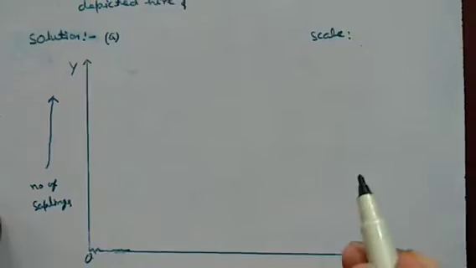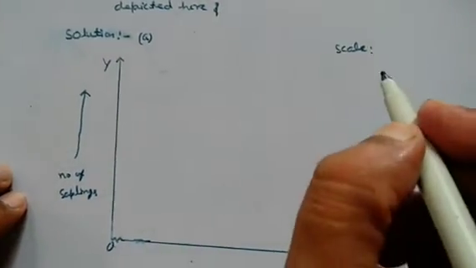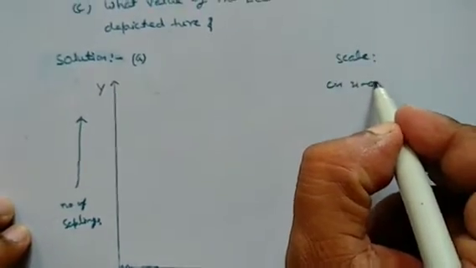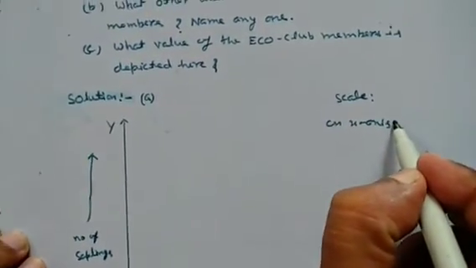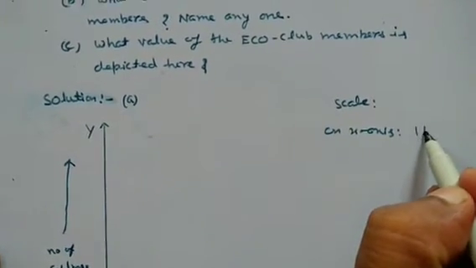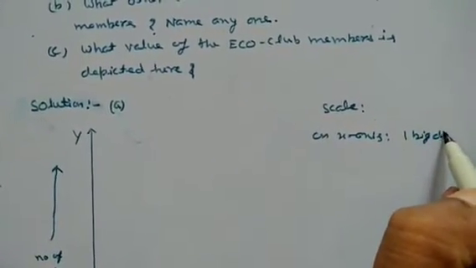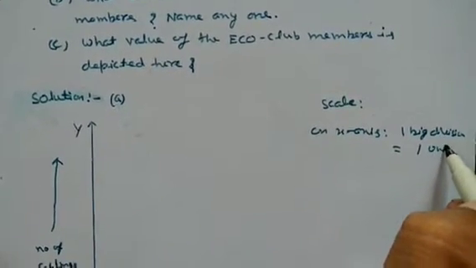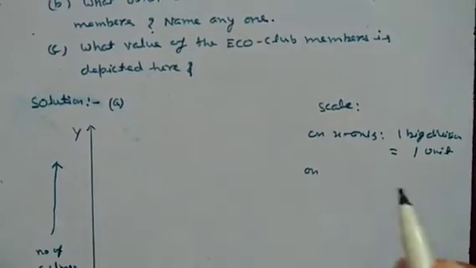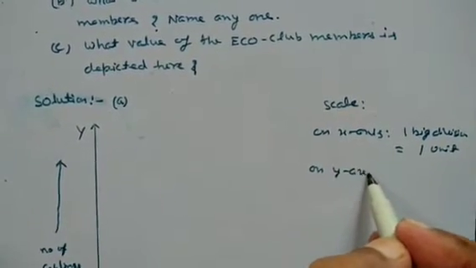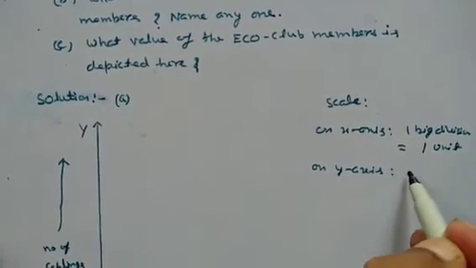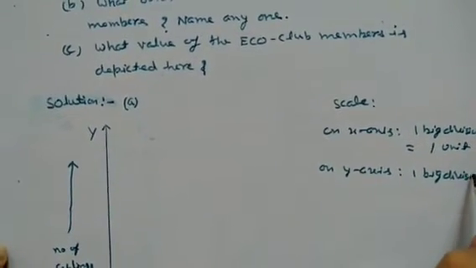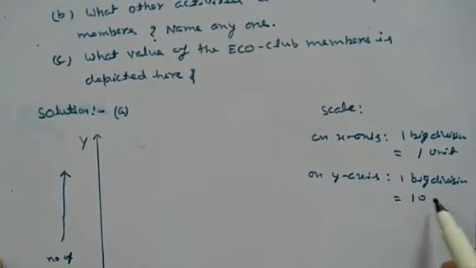Now we put a suitable scale. On the x-axis, one division is equal to 1 unit. On the y-axis, one division is equal to 10 units.